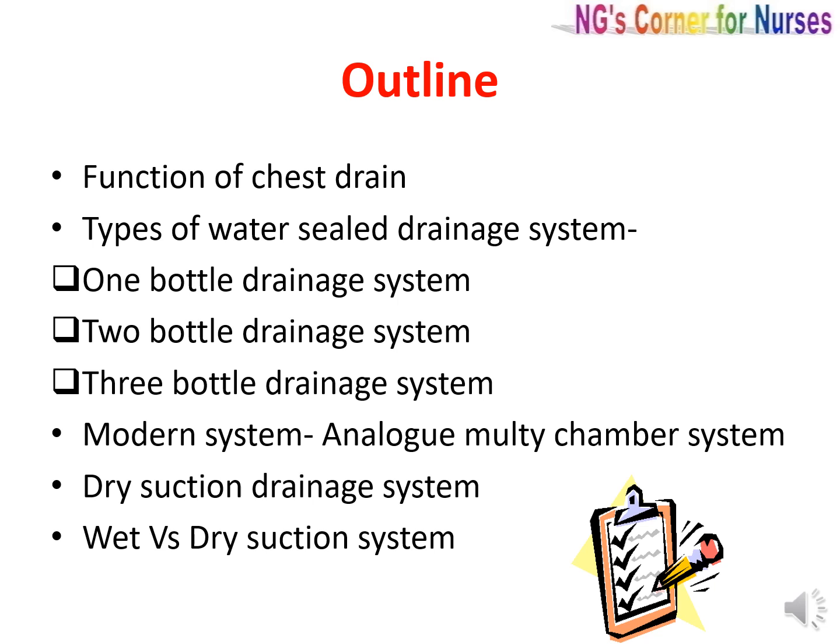Today in this video we will discuss the function of chest drain. Next, the types of water seal drainage system which include 1 bottle, 2 bottle and 3 bottle drainage system. Then the modern system, that is the analog multi-chamber system. And then we will discuss another advanced technology, that is the dry suction drainage system. And the last topic of today's video is the comparison between wet and dry suction system.